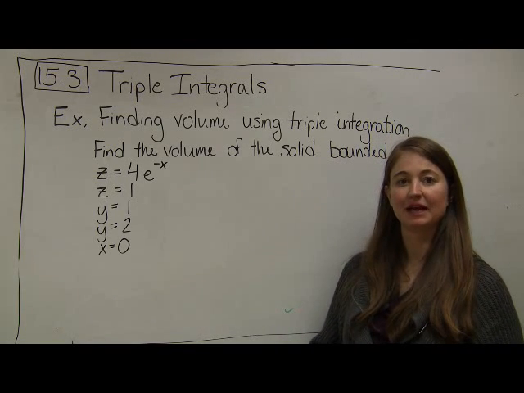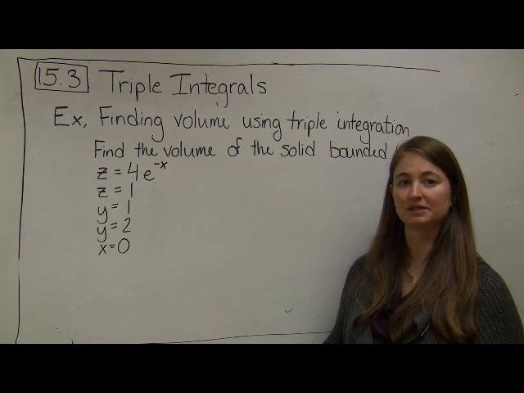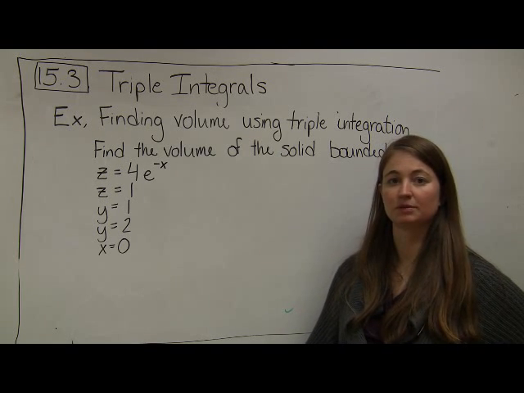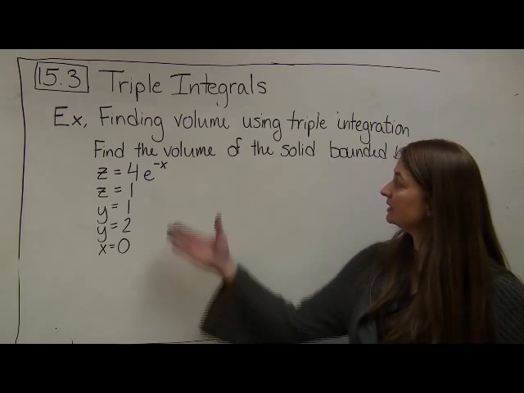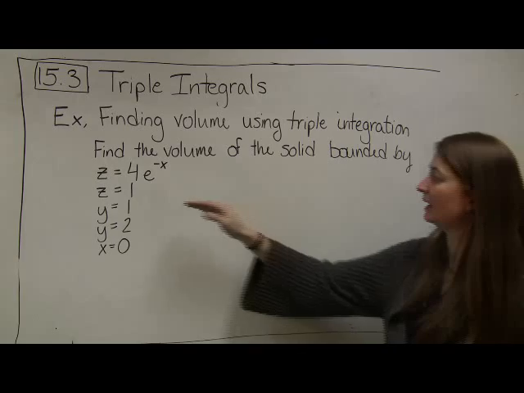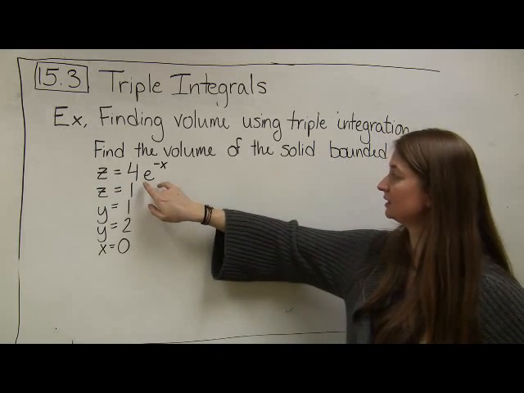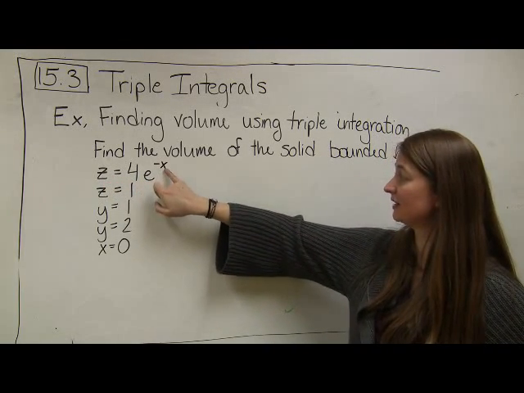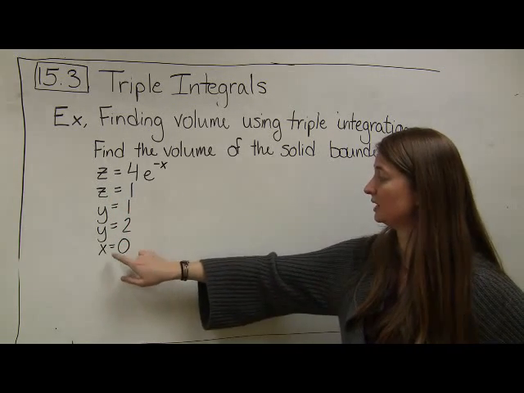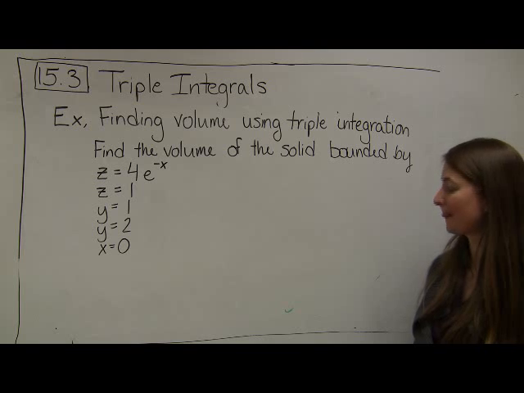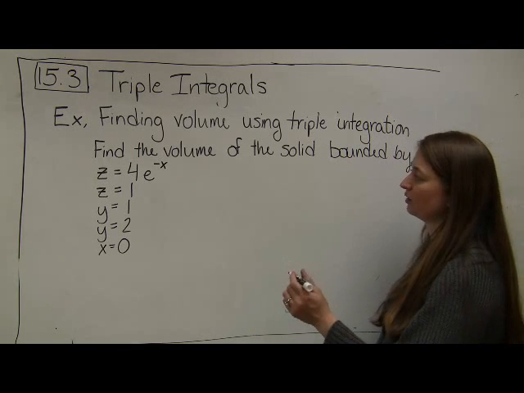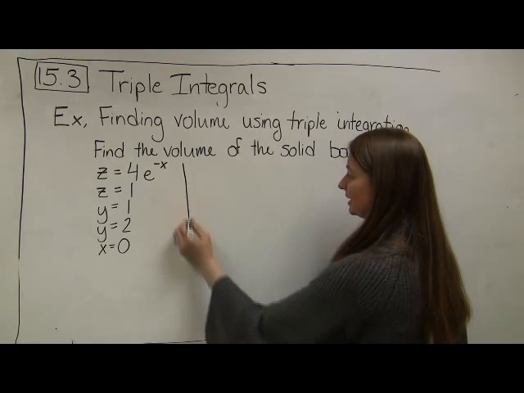So for our final topic today, we're going to talk about finding volumes of three-dimensional objects using triple integration. And in this example, let's say that we're supposed to find the volume of the solid bounded by z equals 4 times e to the negative x, z equals 1, y equals 1, y equals 2, and x equals 0. So first, I'm going to sketch a rough picture of what this looks like.